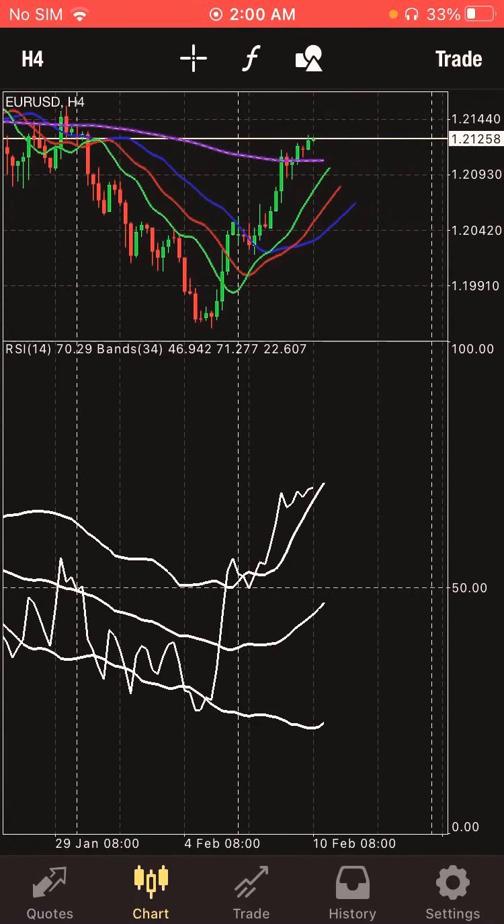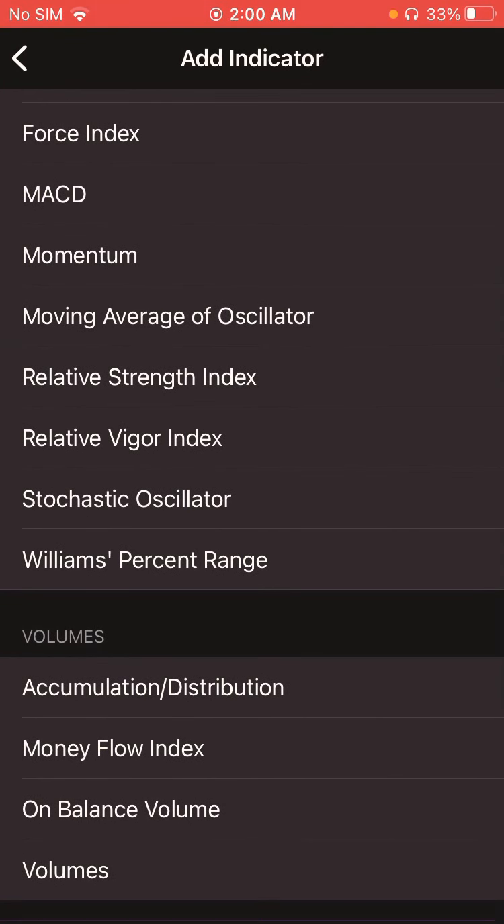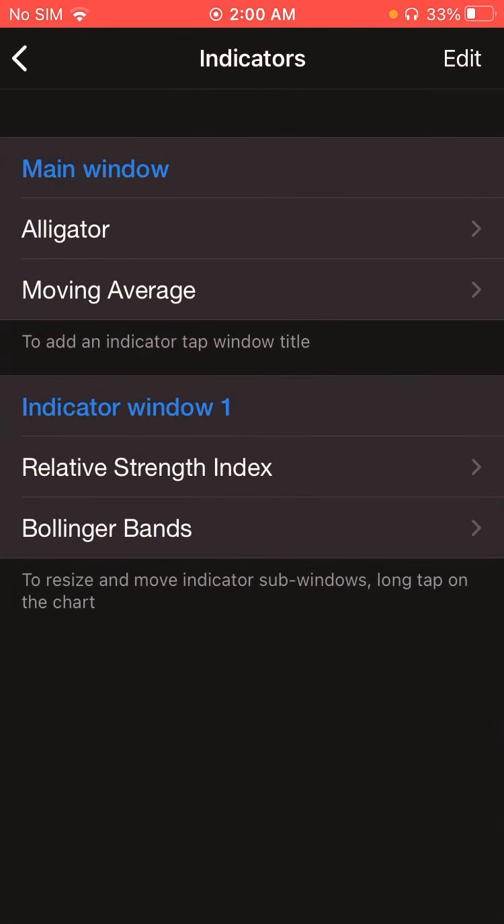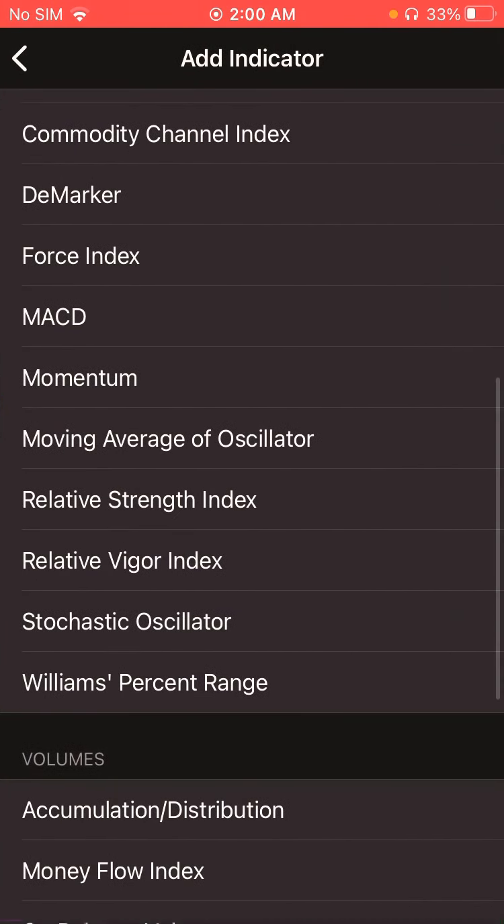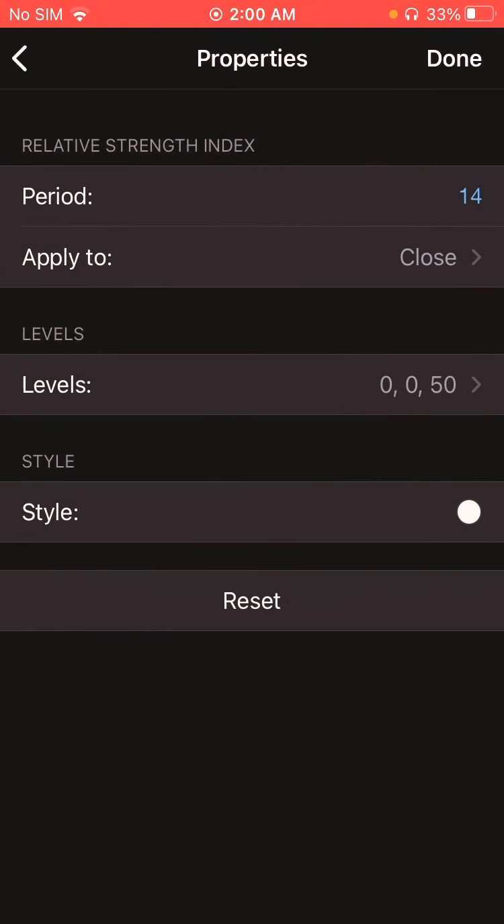If you want to set up this Sharkfin method, you're going to tap this F, go to your main window, and put in relative strength index. When you do that, it's going to create an indicator window, window one. Then you're going to tap window one and add Bollinger Bands. We're going to add Bollinger Bands at the top. You're going to see Bollinger Bands. So what you're going to want to do is put the settings in as I have them for the relative strength index.